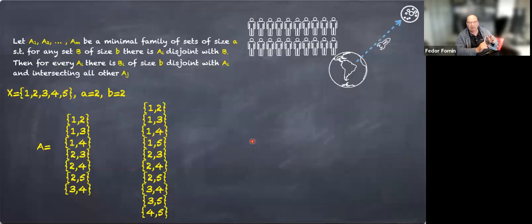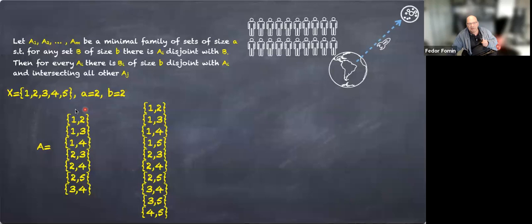So let me give an example. Initially I tried to build an example with the cosmonauts, but because I have 20 people and a set of size 6 there, I realized quite soon that this example would be difficult to make. So I make a simple example. I have a universal set of size 5, from 1 to 5. The sizes of sets A are 2, and the sizes of sets B are also 2.